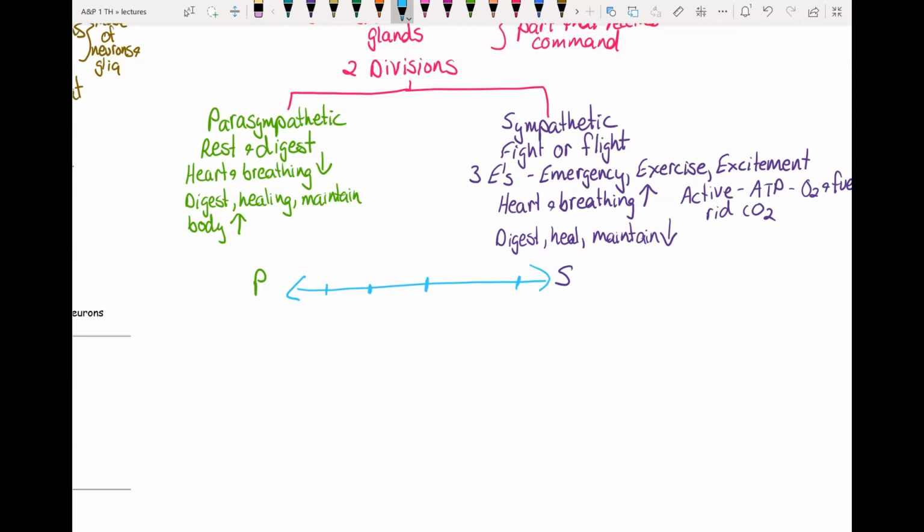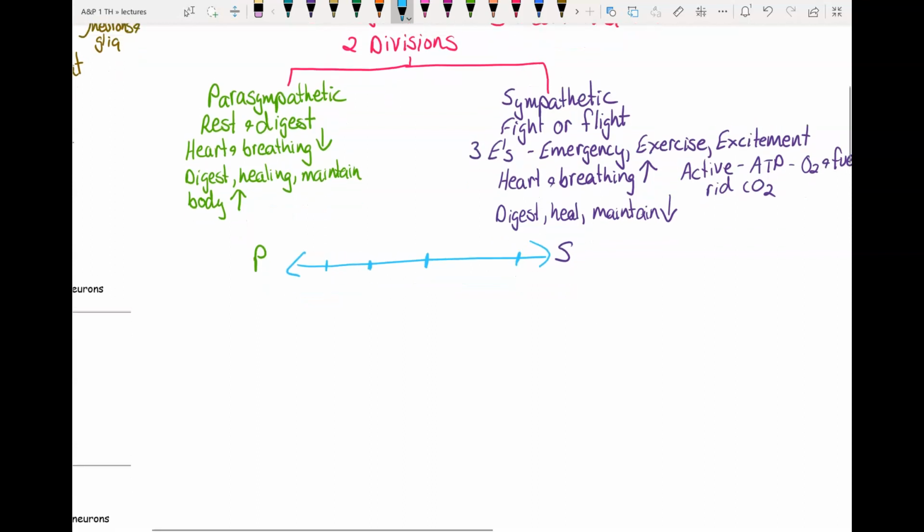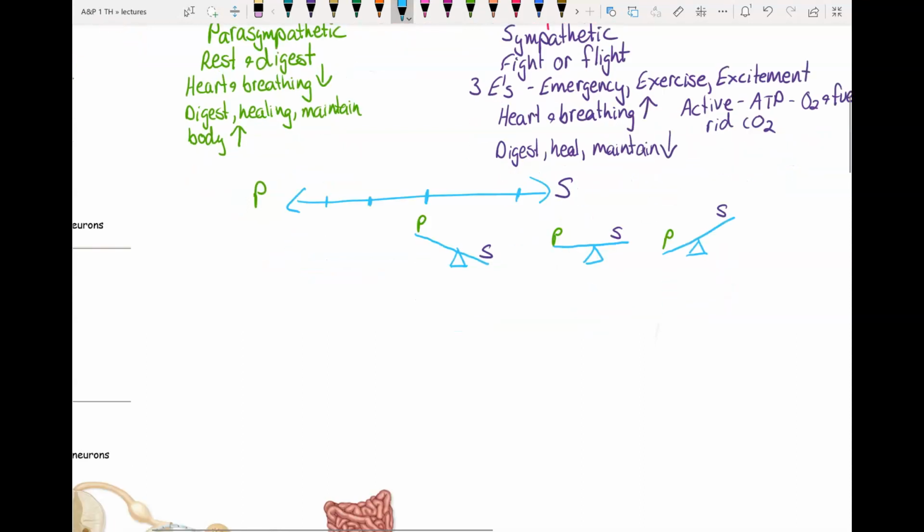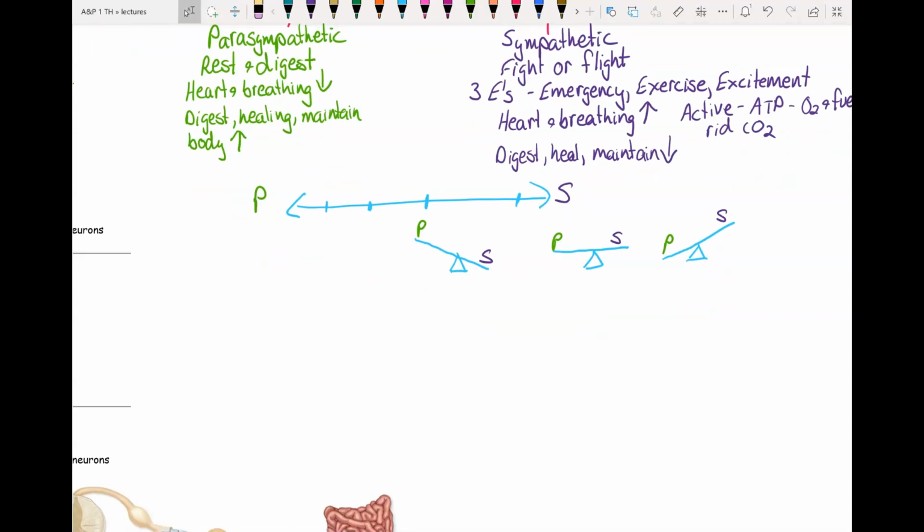And you can also think of it like a teeter-totter. Anytime that parasympathetic is up, sympathetic is down. So if your parasympathetic is turned up high, your sympathetic is turned down low. You could be kind of partially excited, and you could be perfectly balanced between the two. Or you could be in a full-on life-threatening emergency, and if you have sympathetic turned up, then parasympathetic is turned down. So this first one, with the parasympathetic high and the sympathetic down, this would be like when you're half asleep on the couch watching TV.